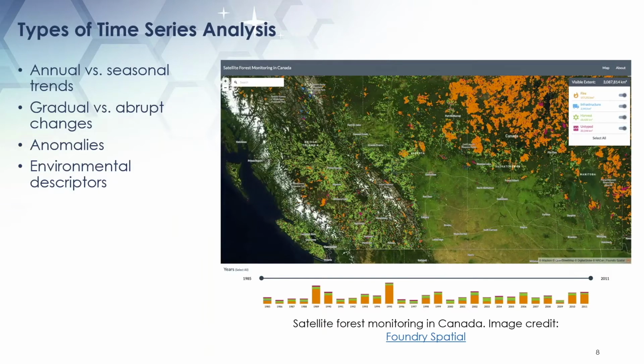There are many types of time series analysis. We can view annual or seasonal trends, such as vegetation health. We can view gradual changes, like the pine beetle example, or abrupt changes, like a forest fire. We can view anomalies, which could be related to something like drought, or generate environmental descriptors to evaluate changes in things like species habitats.